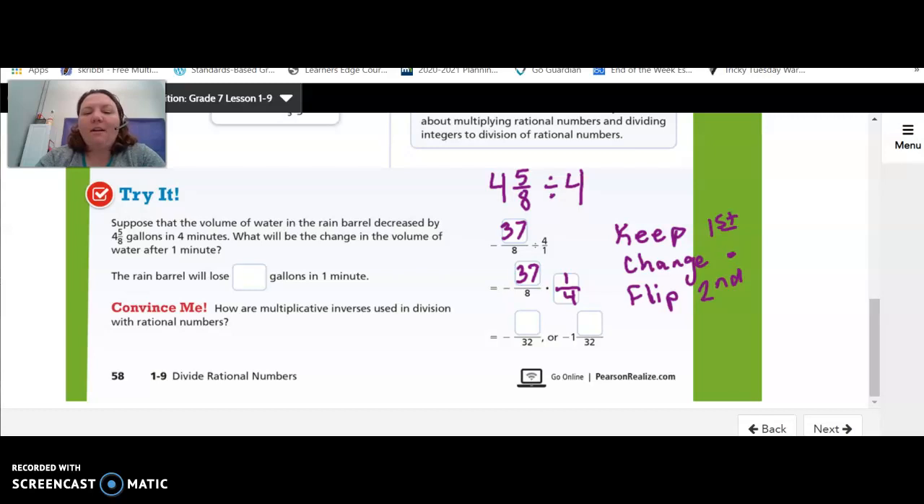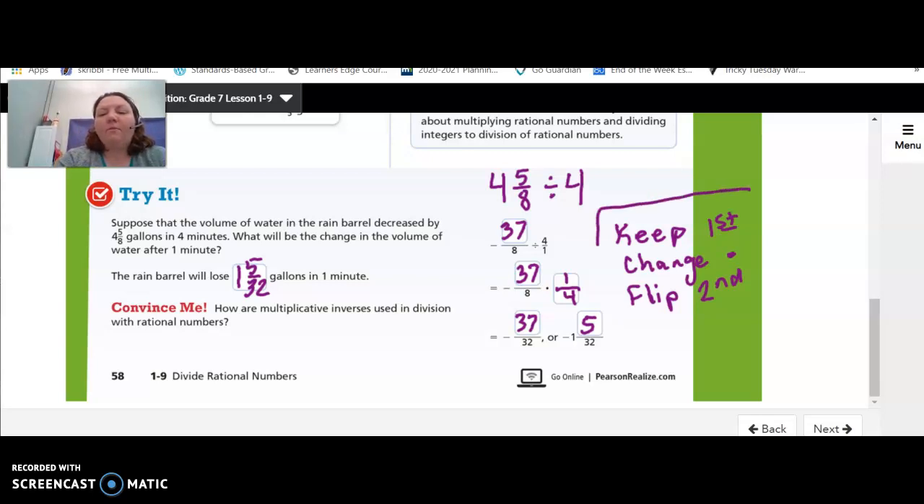We're going to multiply our numerators. 37 times 1 is 37. And we multiply 8 times 4, which is 32. When I pull out 32 out of 32, that gets me my whole 1 and leaves me with 5 left over. And so my rain barrel is going to lose 1 5/32 each minute.